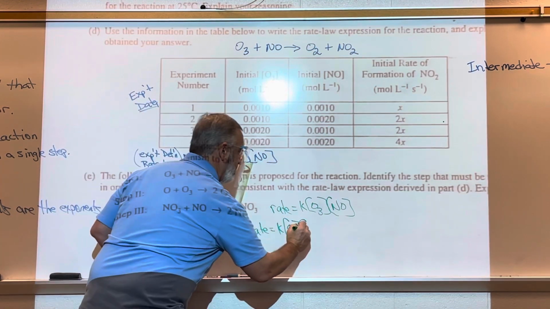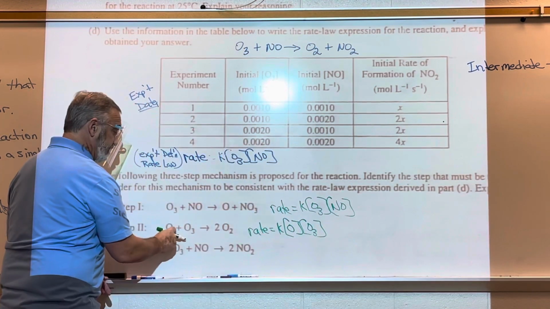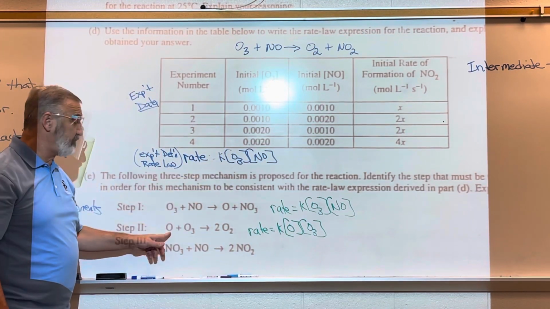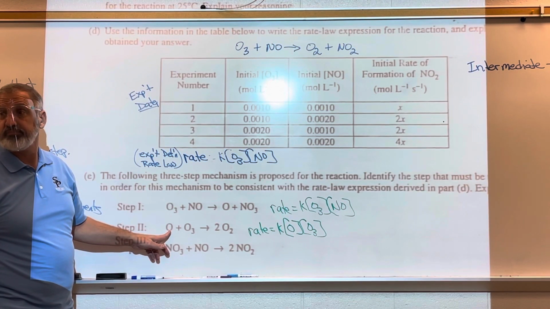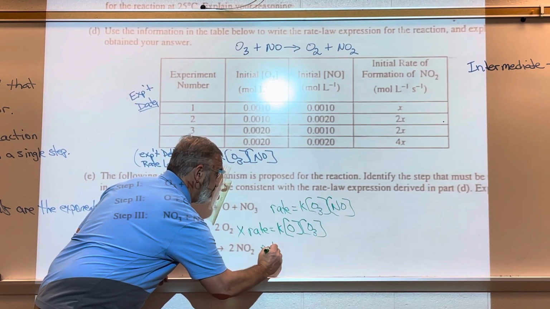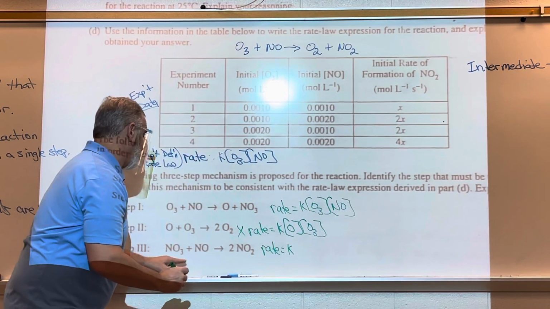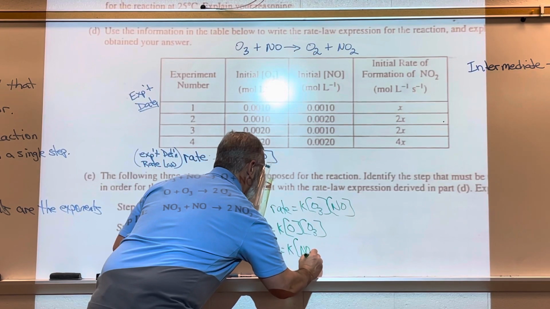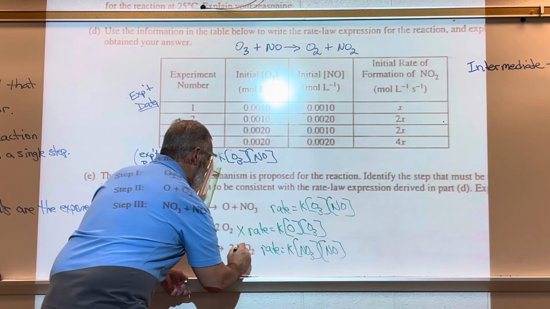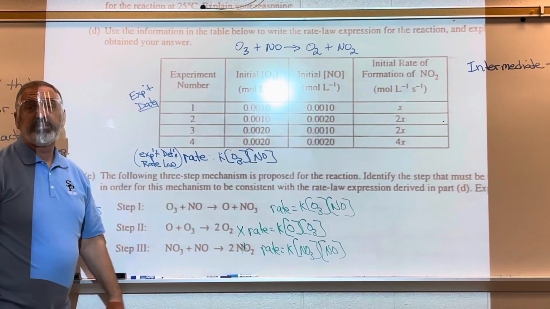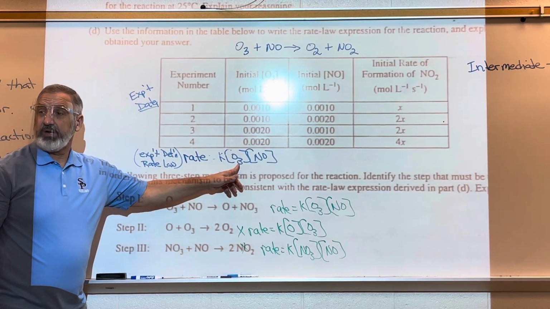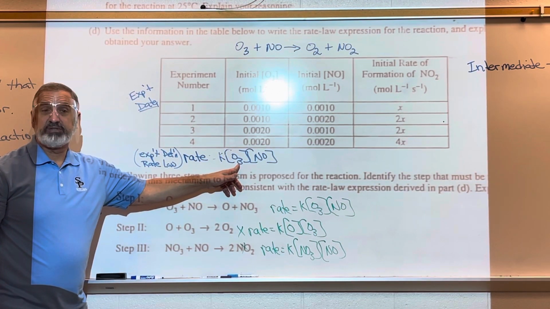Times O3. Both to the first, but this one is not the same as that one. So this can't be the rate determining or the slow step. And this one's going to be rate is equal to K times NO3 times NO. Okay, and again, it's not the same, so it's not the rate determining step. The one that has the exact same rate law is the one that's going to be your slow step.